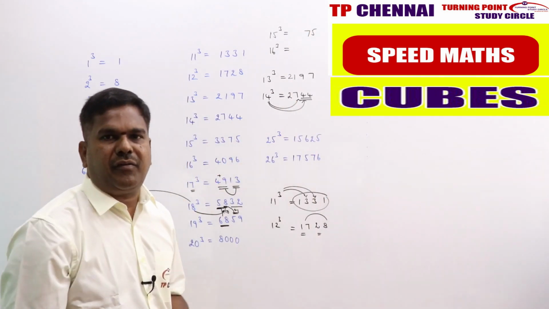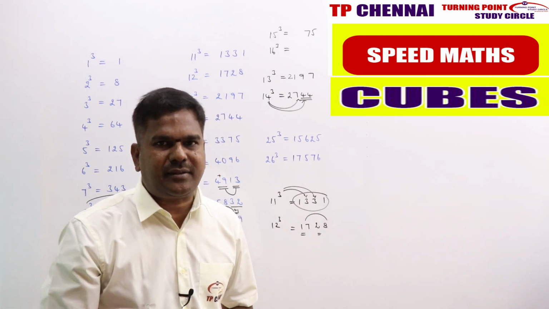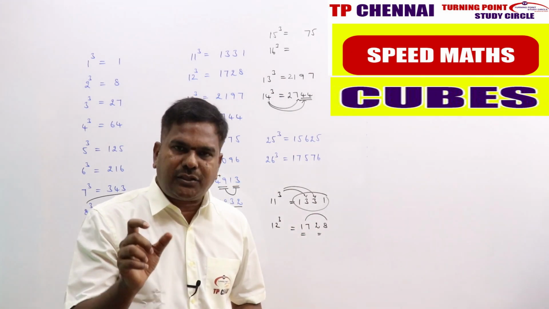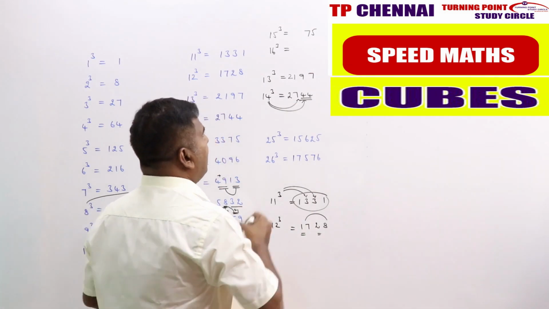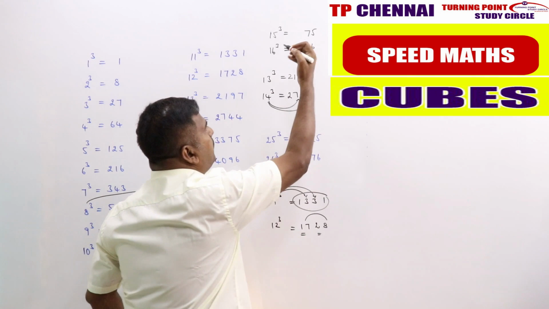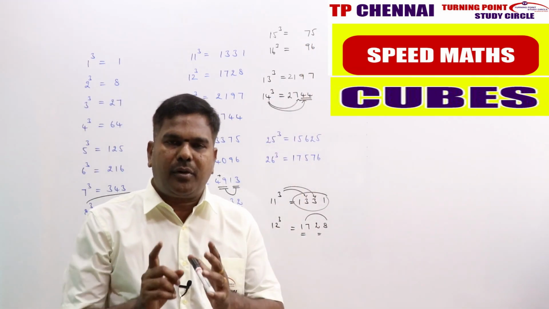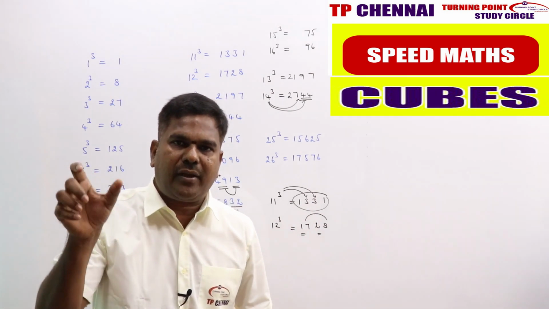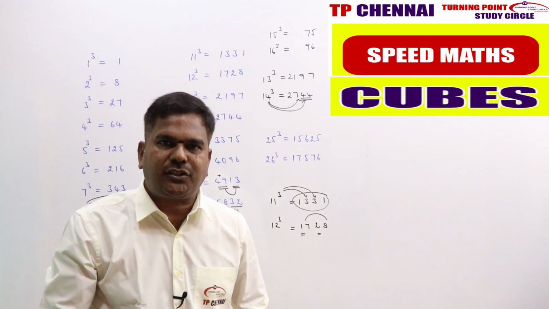Just remember 15 cube and 16 cube. 15 cube's last 2 digits will be 15 5s are 75. 16 cube's last 2 digits will be 16 into 6. 16 6s are how much? 96. So the last 2 digits are confirmed. Whenever they ask about 15 cube and 16 cube, remember 15 5s are 75 as the last 2 digits, and for 16 cube, 16 6s are 96 as the last 2 digits.